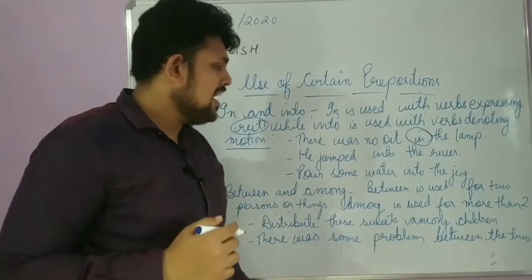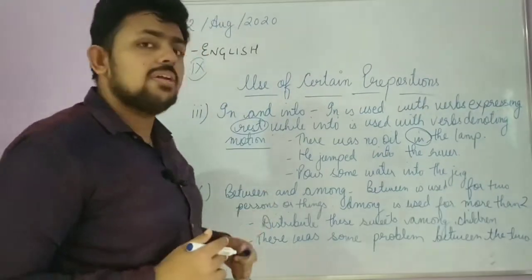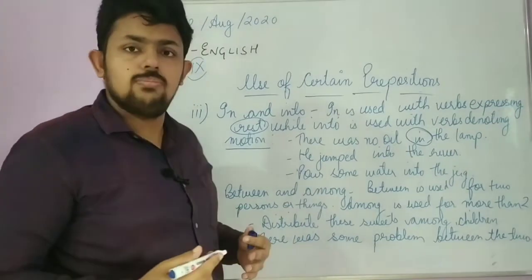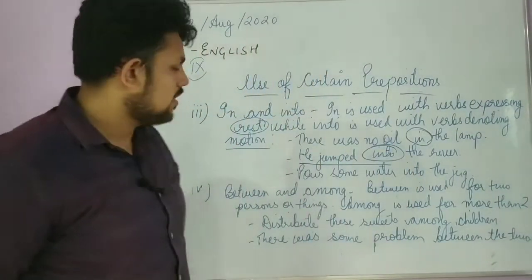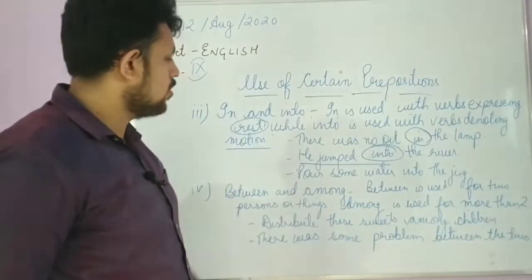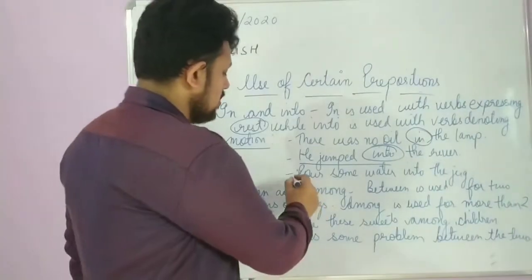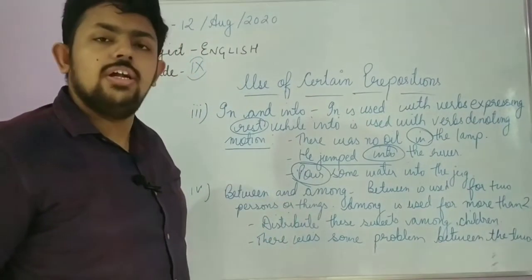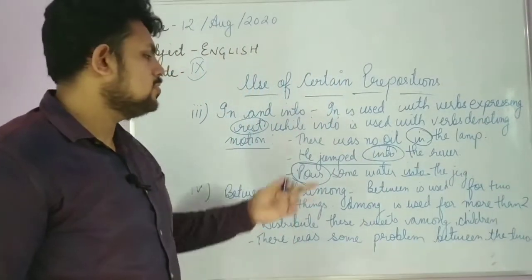Example, he jumped into the river. Motion is shown here. He jumped in the river is wrong. We use into the river because here motion is shown. Now see, pour some water into the jug. Again motion is shown. Pour, the action of pouring the water. So again we will not use in and we will use into.